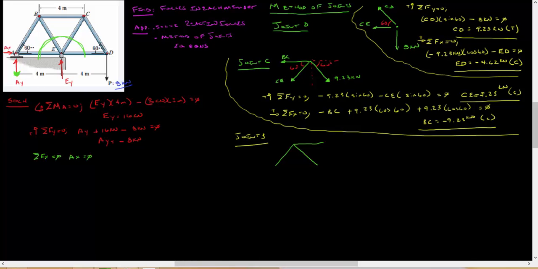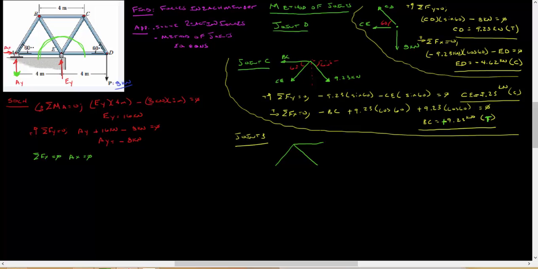I'm going to take a step back really quick. When I look at my sum of forces in the x here, this is negative BC. This is a positive 9.23 times cosine 60. Positive 9.23 times cosine 60 is equal to 0. So if I take the BC to the other side, this is actually positive. So this is actually in tension.